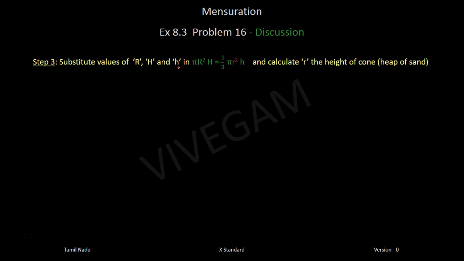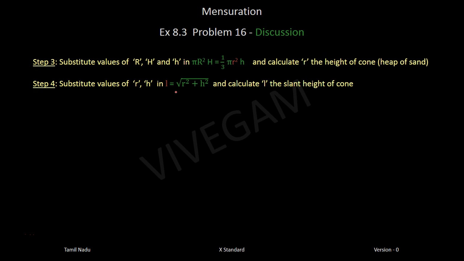These are all given in the problem. Substitute all those values here and simplify. You will be able to get the value of the radius of the cone. Once we know the cone's radius, we can substitute the value of the cone's radius and the cone height in this formula for slant height and calculate the slant height of the cone. I think that's all in this problem.